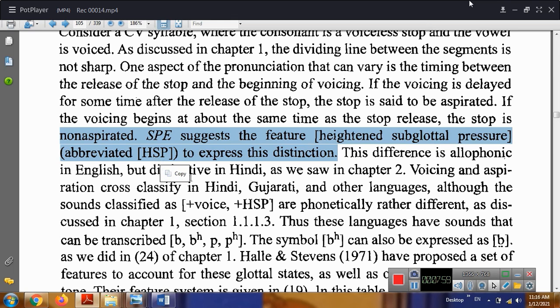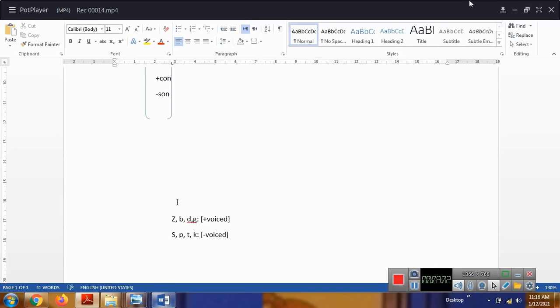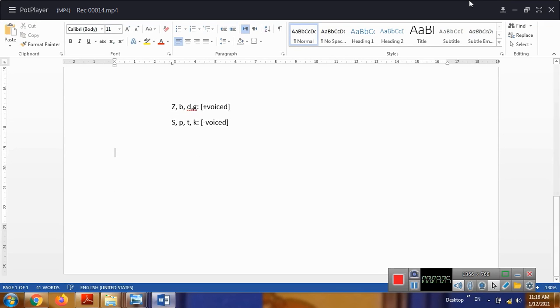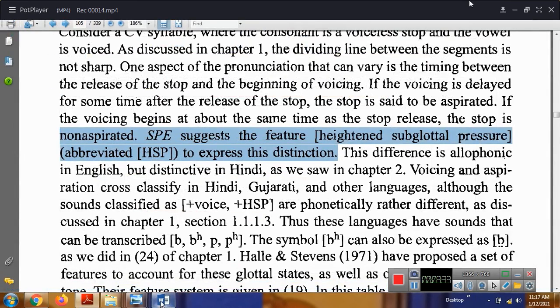Another name for HSP is aspirate glottis, which refers to the aspirated sound. In some books we refer to it as aspirate glottis. They are the same: HSP or the aspirate glottis.